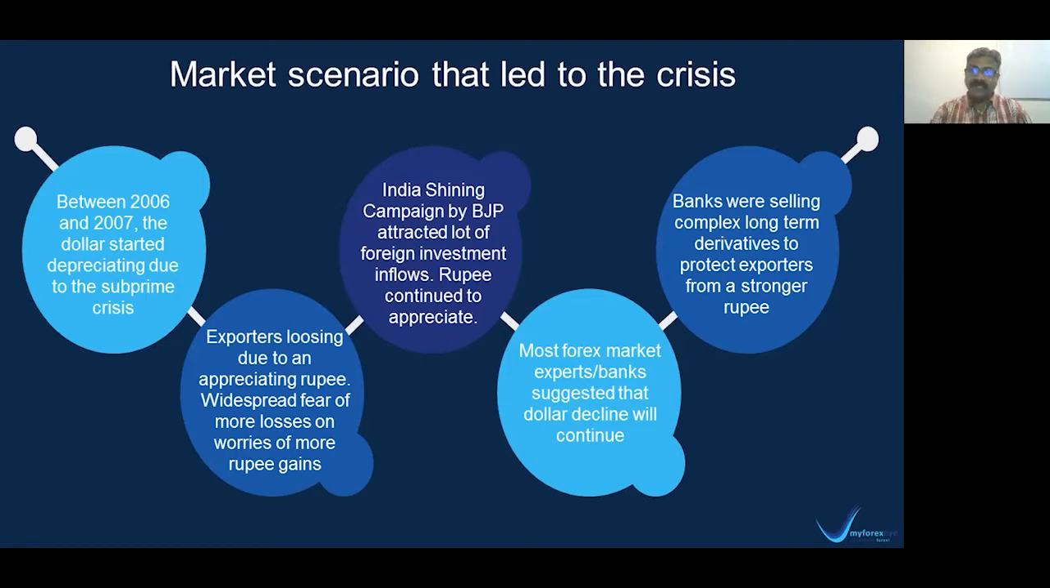Now, there was an India Shining campaign run by the BJP, and that attracted a lot of foreign investment inflows, dollar inflows into India, and rupee continued to appreciate. Most of the market participants, forex market experts, and banks suggested that the dollar decline would continue and rupee would continue to appreciate. Now, to protect exporters from this fear psychosis of continuous rupee gain, banks were selling complex long-term derivatives.